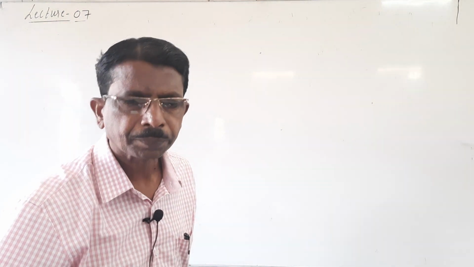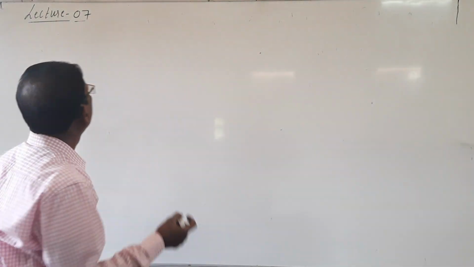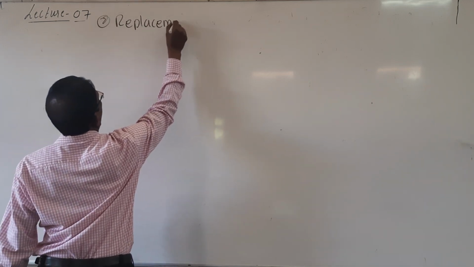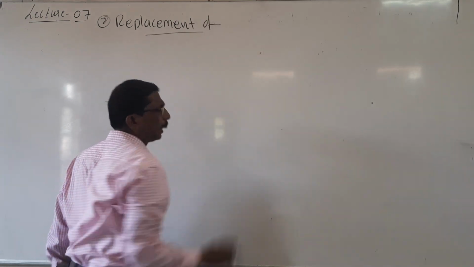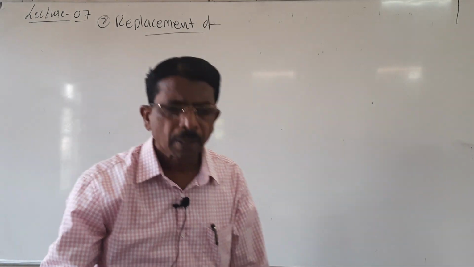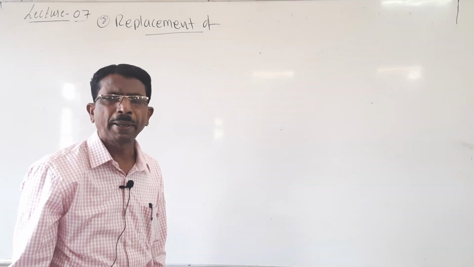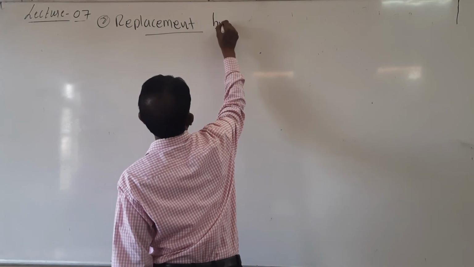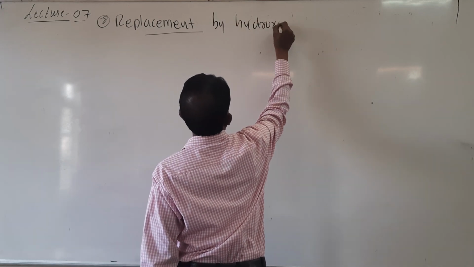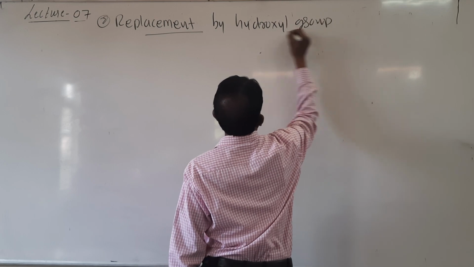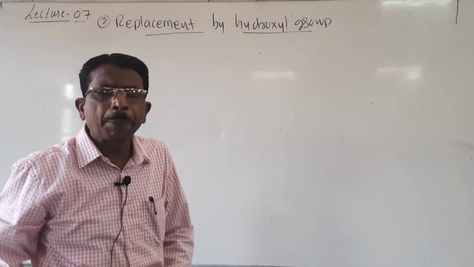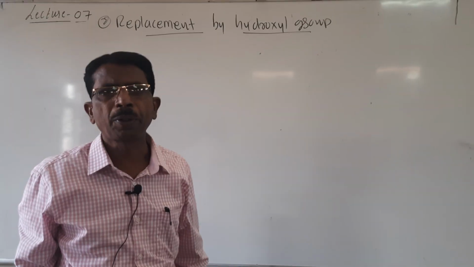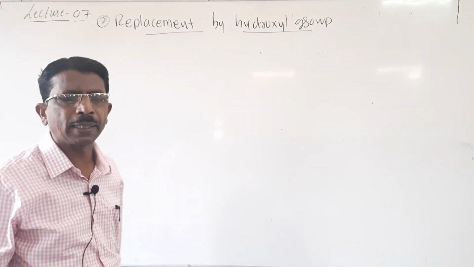Look here. The next one: replacement of halogen by hydroxyl group, the OH group. So how does this reaction take place here?